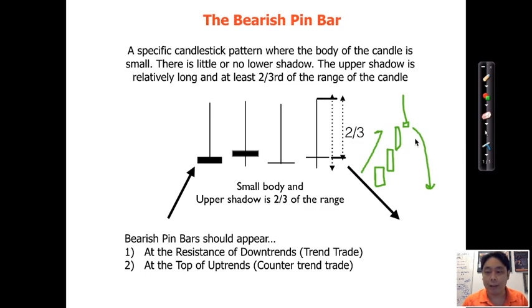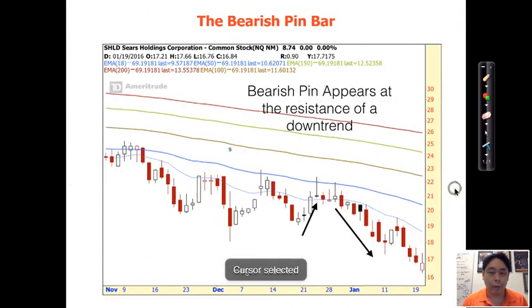So when you see a pattern like that, that would be a time to sell, to close your long position, or to sell short to start a new short position. All right, and again, ideally they should happen at the resistance of downtrends. We call that a trend trade, or at the top of uptrends, where it's a counter trend trade. So let's take a look at a few examples.